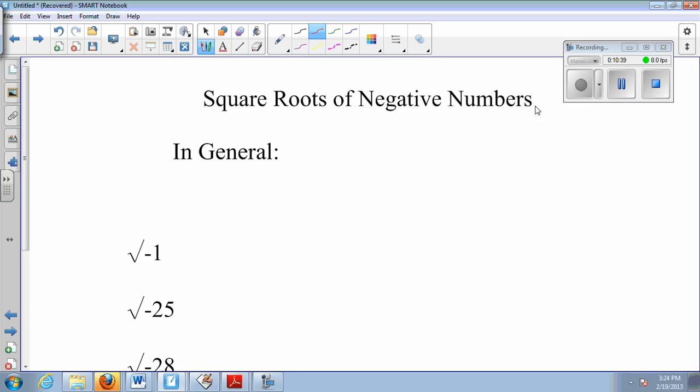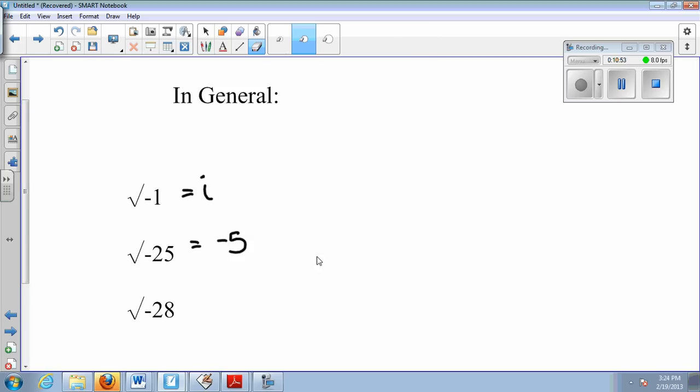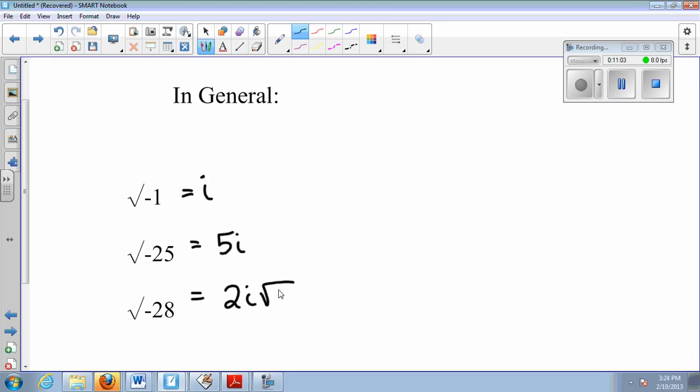When taking square roots of negative numbers in general, the square root of negative 1 is i. Square root of negative 25 is 5i. Square root of negative 28 goes to 2i root 7.